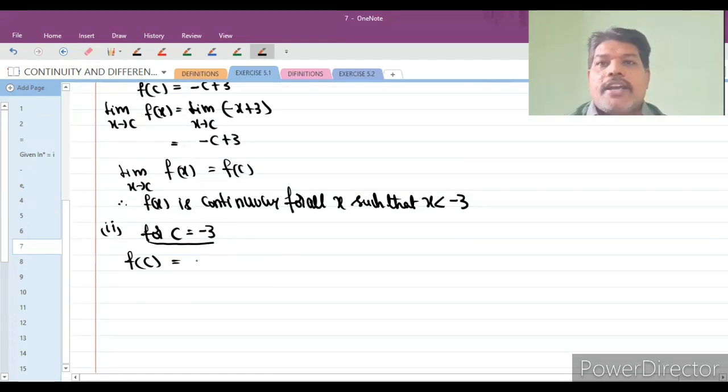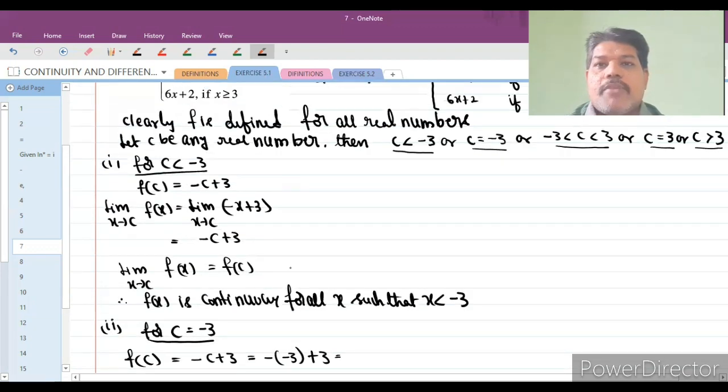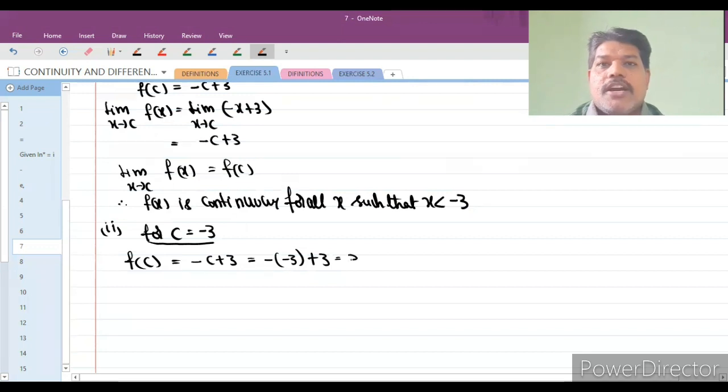For c is equal to -3, it will become -c + 3. But the c value is -3. Replace that value here: -(-3) + 3. So that is equal to minus of minus, it will become 3 + 3, it will become 6 only.